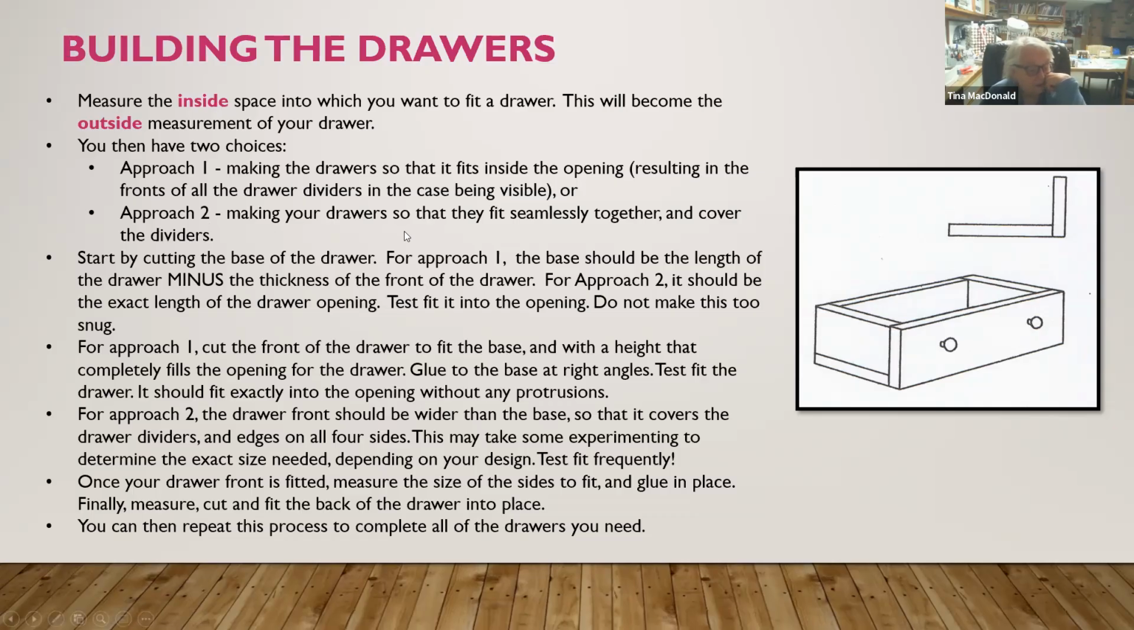Another one, though, is to make the drawers so they fit seamlessly together. Now, that's the way that the drawers in the sink units were made, because they actually will overlap the edges, so you won't see any of the dividers. And then it's fairly straightforward. You cut the base first, test fit it, and the test fitting for drawers is really important. Glue it to the base at right angles, then measure, see how big your sides have to be, cut 2 of those and glue them in place, and then finally measure the back and see how big that is. And you can just repeat this process to complete as many drawers as you need.